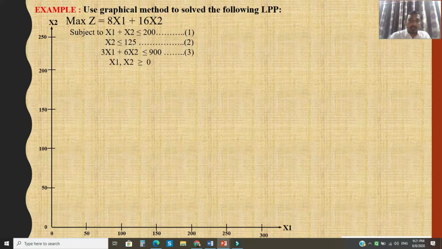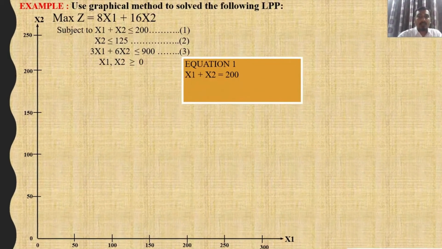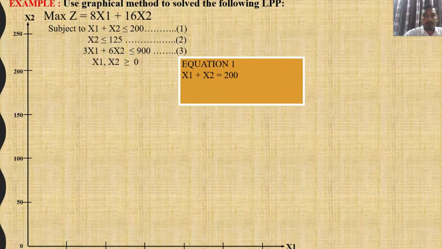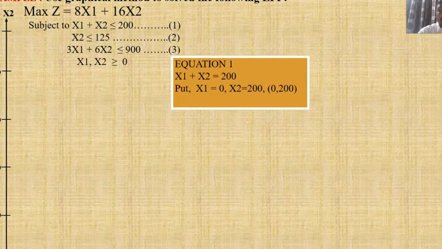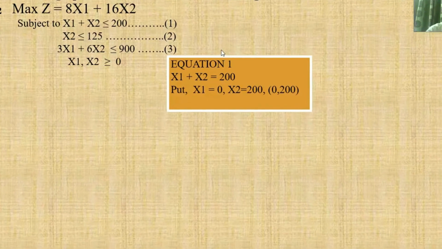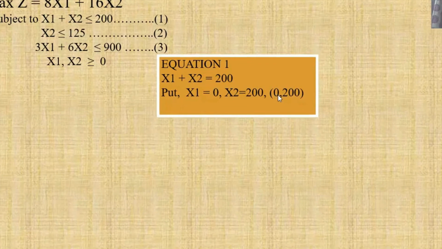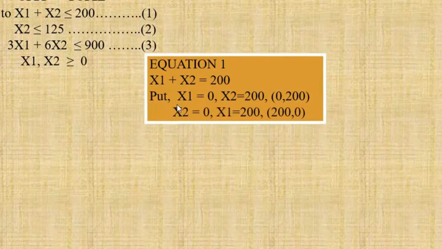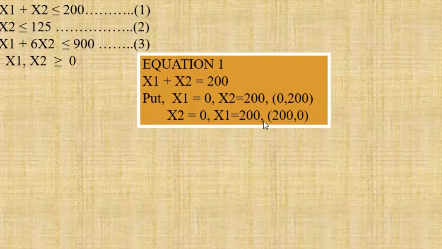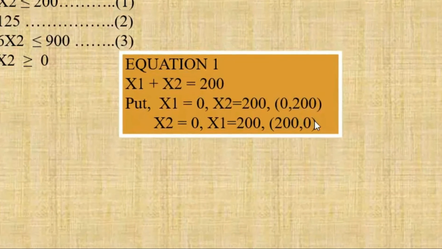Let's see equation 1. x1 plus x2 is equal to 200. In this equation, put x1 is equal to 0. So here we can find out the value of x2. So x2 is equal to 200. So the first coordinate is 0 and 200. In the same equation, x2 is equal to 0. So here x1 is equal to 200. So here we get the coordinate 200 and 0.